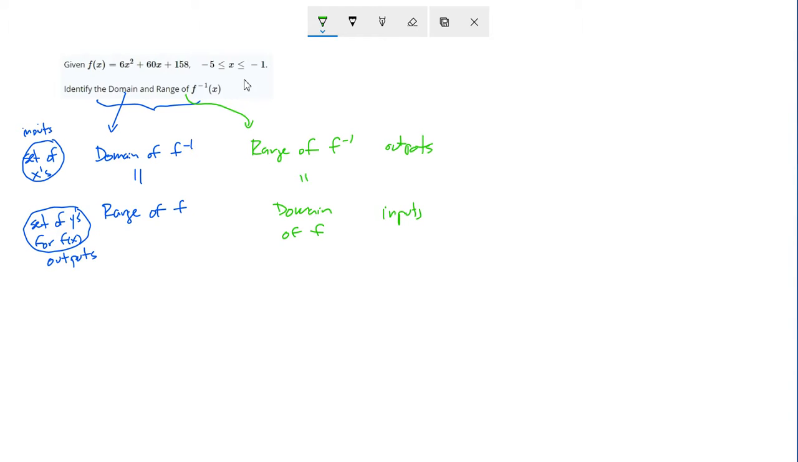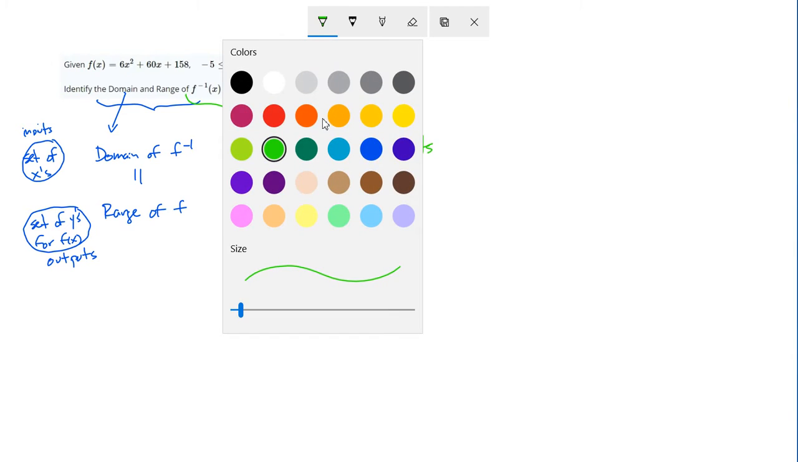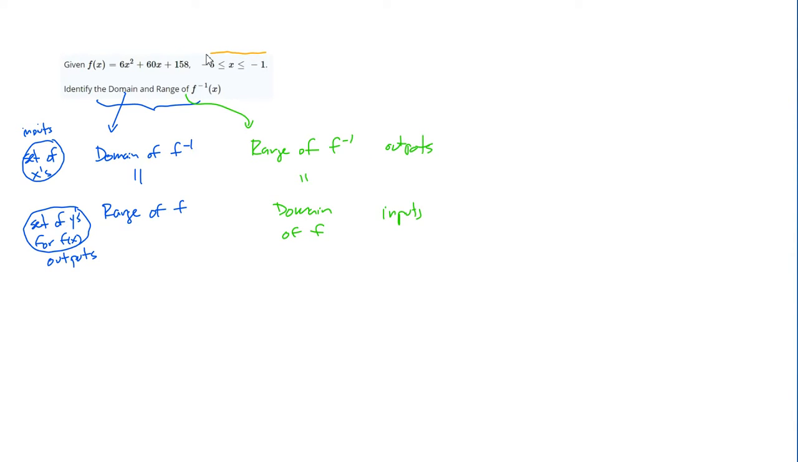So they're already giving me the domain of the original. Now this is not the full domain. This is what's called a restricted domain. They're saying we're going to restrict this function to the region between -5 and -1. It's a restricted domain, but it's still a domain. It's some x's that we're going to use, and it's what they want us to use for f, the original function.